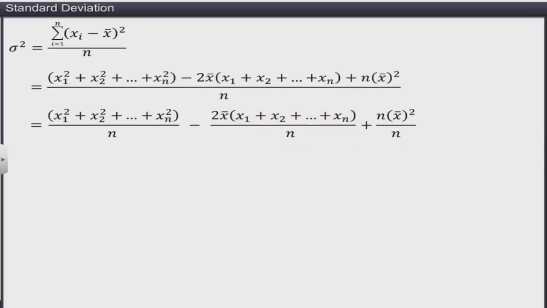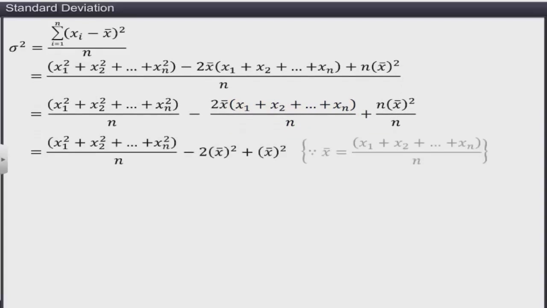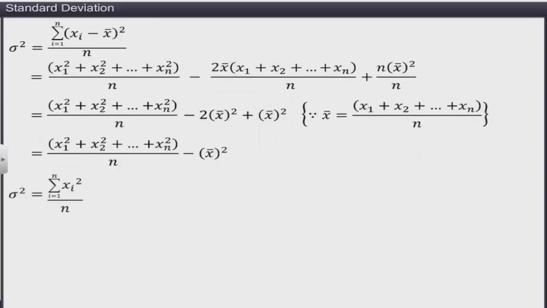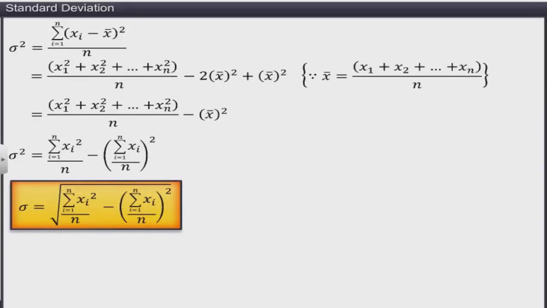On simplification, we get that variance is equal to summation of xi squared divided by n minus summation of xi divided by n whole squared. Therefore, the standard deviation of an ungrouped data can also be calculated by using the formula square root of summation of xi squared divided by n minus summation of xi divided by n whole squared.